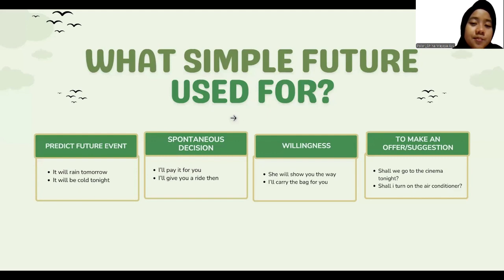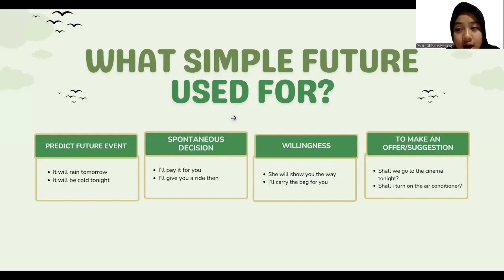Now, what's simple future used for? We have four things to highlight here. The first is to predict a future event. For example, it will rain tomorrow, or it will be cold tonight. The second, we have spontaneous decision. For example, I'll pay for you, or maybe I'll give you a ride then. That's the spontaneous decision.